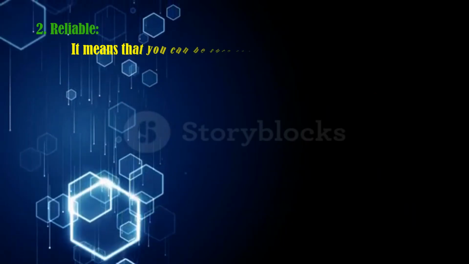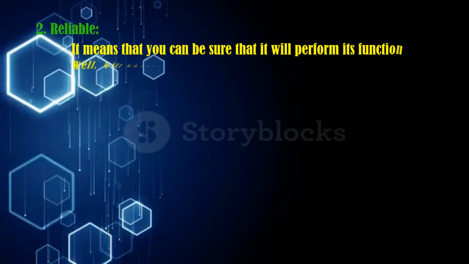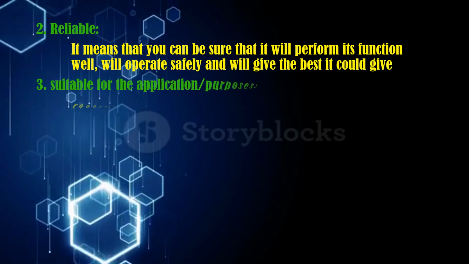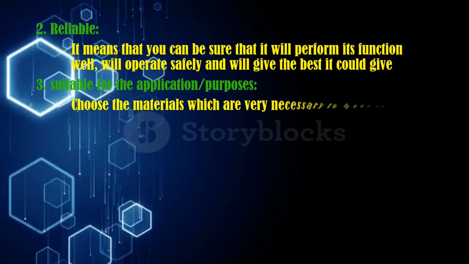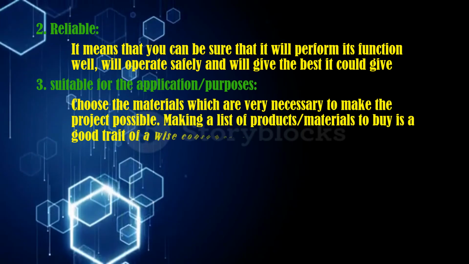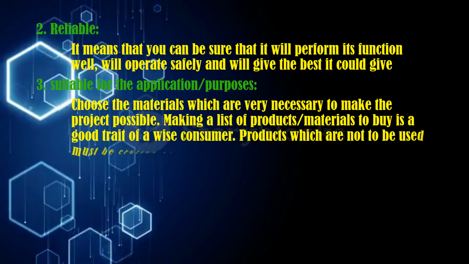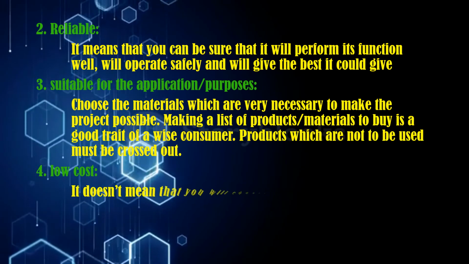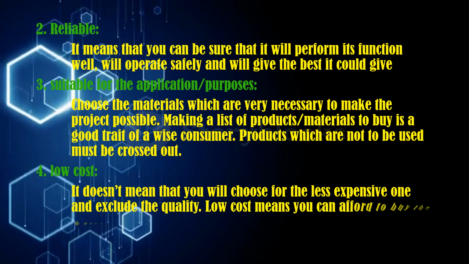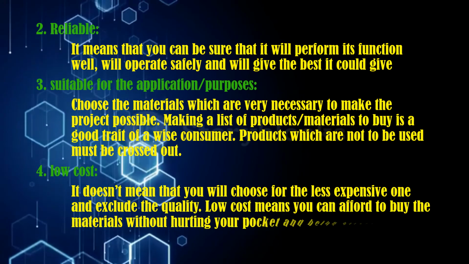Number 2. Reliable. It means that you can be sure that it will perform its function well, will operate safely and will give the best it could give. Number 3. Suitable for the application or purposes. Choose the materials which are very necessary to make the project possible. Making a list of products or materials to buy is a good trait of a wise consumer. Products which are not to be used must be crossed out.